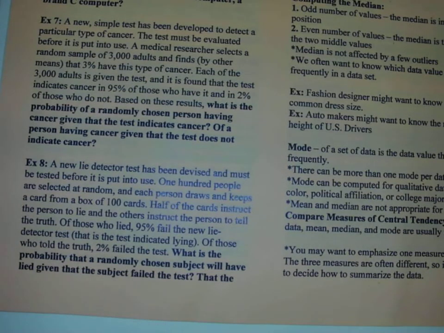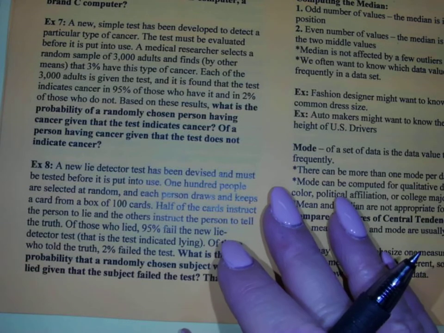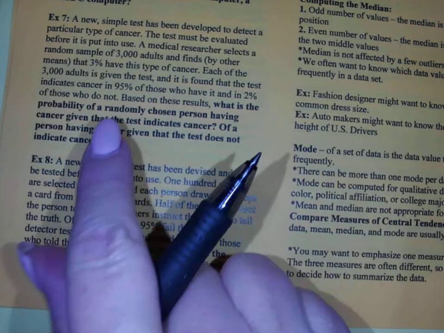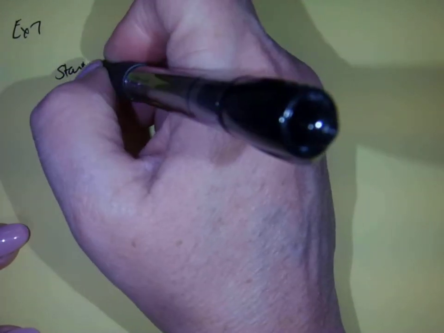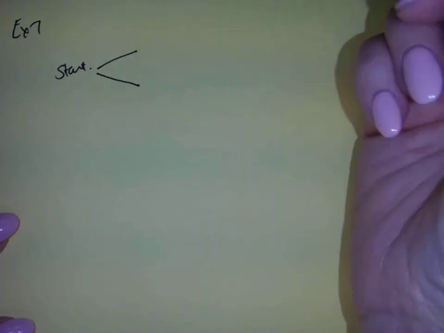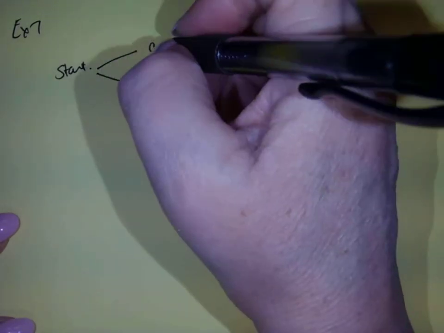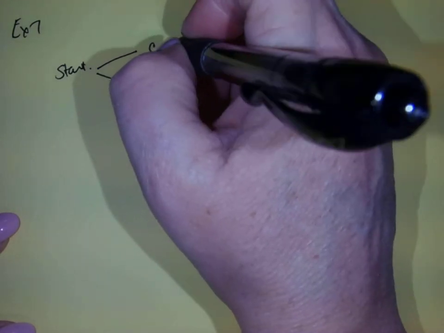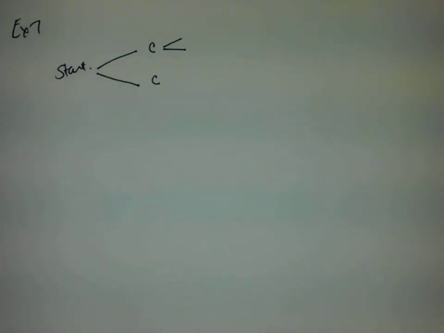All right, so we're going to draw another diagram. This one won't be as long of a diagram. It only has 2 parts. So for example 7, we have our start again. And we are going to have cancer, so C. And let's look at that.